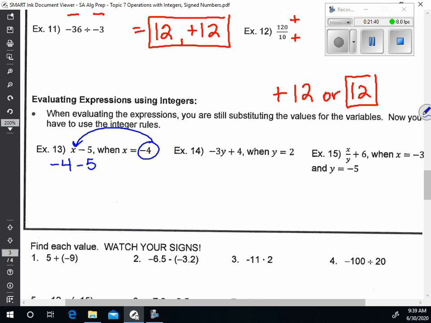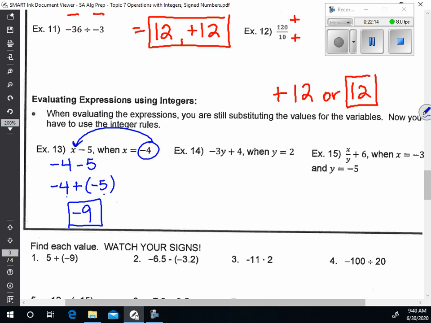So it's a subtraction problem. We know it's subtraction because of the minus sign in between the two numbers. So keep the first number, change subtraction to addition. The opposite of positive 5 is negative 5. A positive plus a positive, so 4 plus 5 is 9. And you keep the negative sign. So that takes care of that.